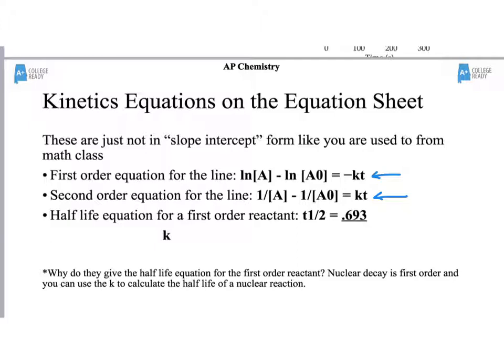So this is the concentration initially, A0. This is the concentration at any future point along the line. That's your y. So that's your y-intercept. This is t, which is your x, and negative k. Yep, that's little k. That's your rate constant. That's your slope. All right.